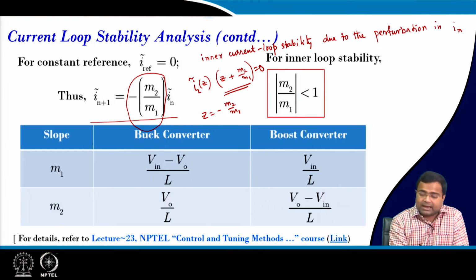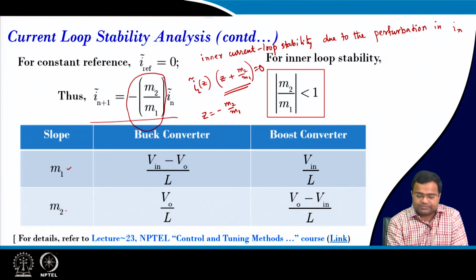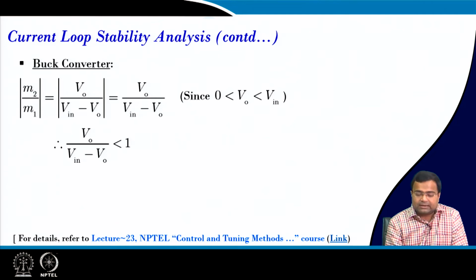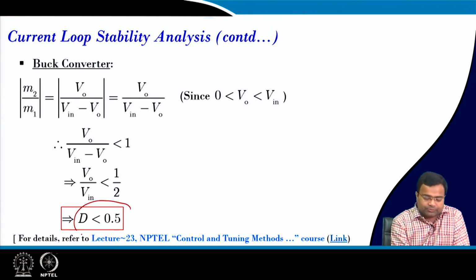If we write the m1 and m2 expressions for the buck and boost converters, we know the rising slope of the buck is v in minus v0 by L, and for boost it is v in by L. For buck, the falling slope is v0 by L, I mean we are talking about minus of m2, the falling slope. So, m2 equals v0 by L, and for boost it is v0 minus v in by L. If you substitute and simplify, v0 by v in should be less than half, which means the duty ratio should be smaller than 0.5.